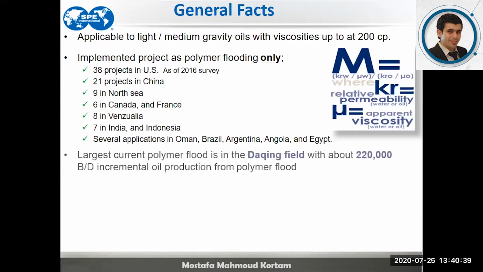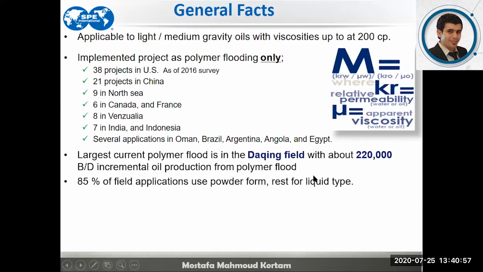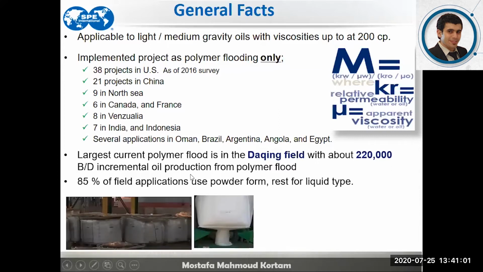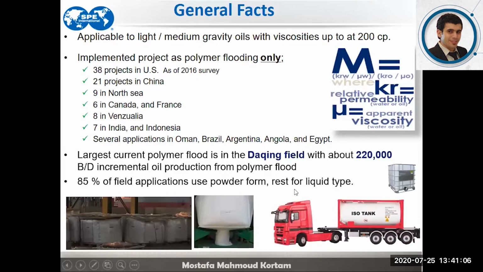It is also worth pointing out that the largest current polymer flooding project is in the Daqing field in China, where there is about 220,000 barrels per day of incremental oil production resulting from the polymer flooding. Also, about 85% of the field applications use the polymer in powder form, while the remaining 15% use polymer injection in liquid form.